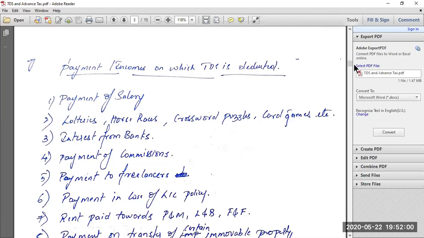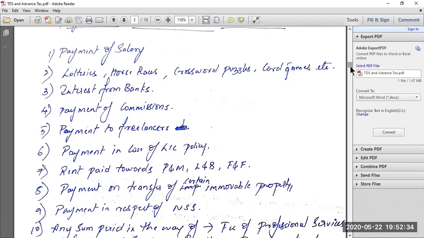Now, in case of interest from banks, if you are receiving any interest from banks, it means interest on term deposits, not on your regular savings bank deposits. So, if you are receiving interest from banks on term deposits, then again a certain percentage of the amount would be deducted in the form of TDS. Then again, if you are making any payment of commission, for example, LIC commission, insurance commission, and there are many types of commissions and brokerages, then a certain percentage of TDS has to be deducted. Then again, if you are making any payment to freelancers also, a certain percentage of TDS would be deducted.